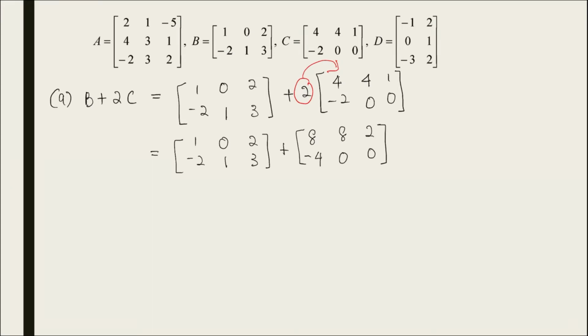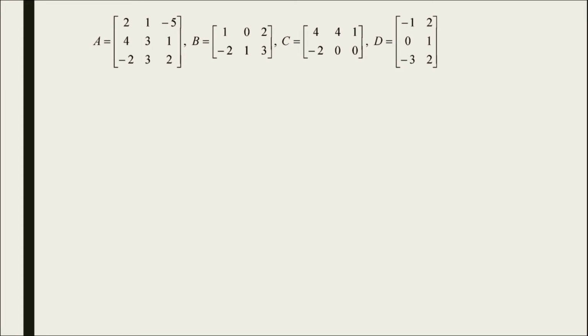Now since we have the same order of matrix, we can add the two matrices. So 1 plus 8 is 9, negative 6, 8, 1, 4, 3. Okay, so that's done. Let's continue with question B.